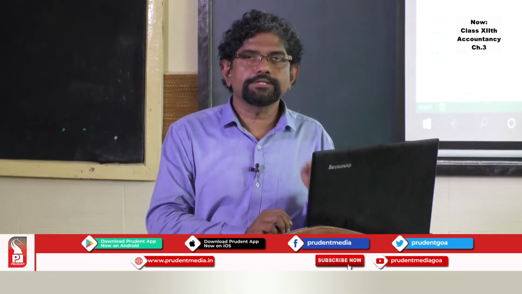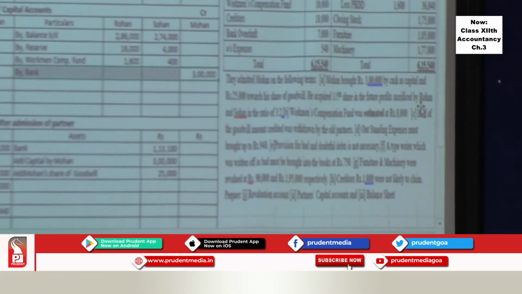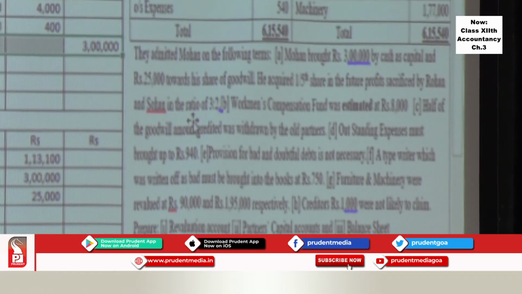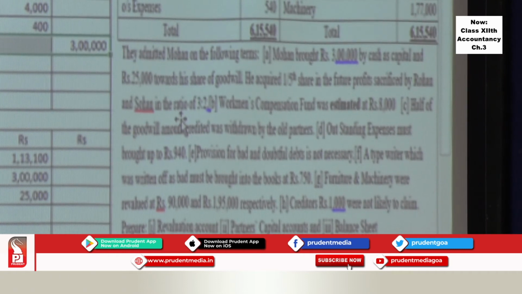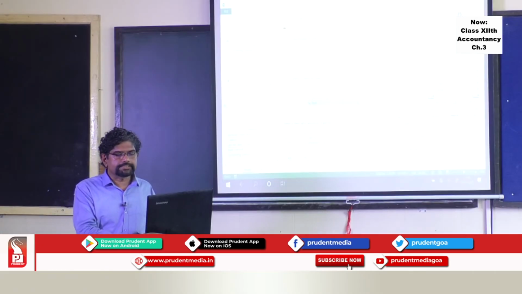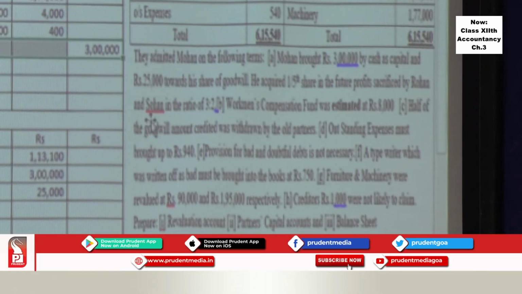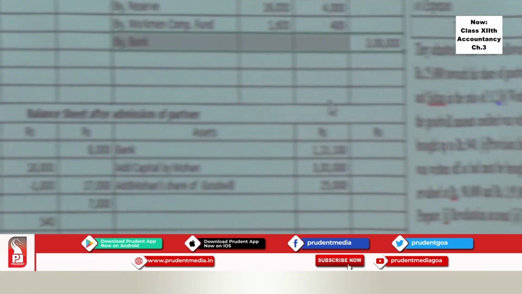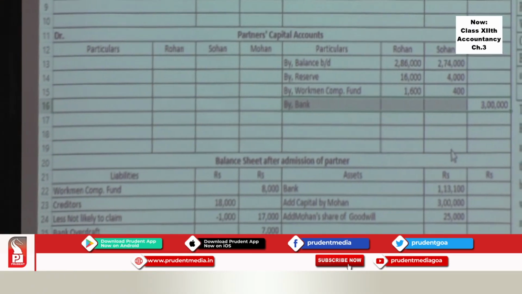So, he is bringing 25,000 rupees, and this 25,000 rupees must be distributed in the sacrifice ratio, not in the old ratio. So, the amount of goodwill premium brought in by the new partner should be distributed in the sacrifice ratio which is given in the question. Okay, the adjustment says Mohan acquired 1/5 share in future profits sacrificed by Rohan and Sohan in the ratio of 3:2. So, you are going to divide 25,000 in the capital accounts of Rohan and Sohan in the sacrifice ratio.